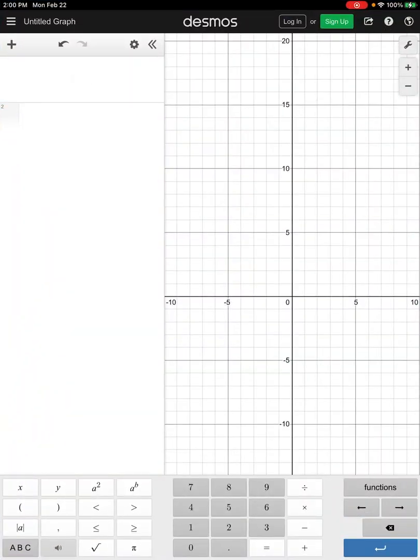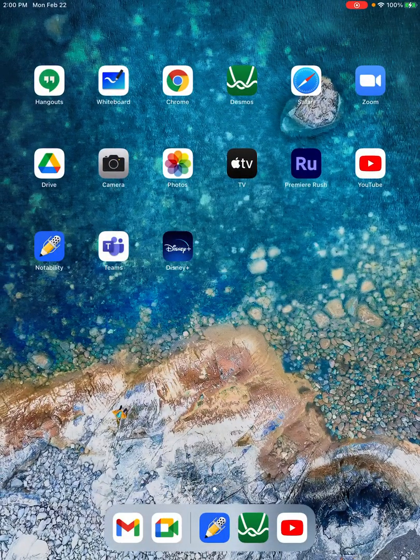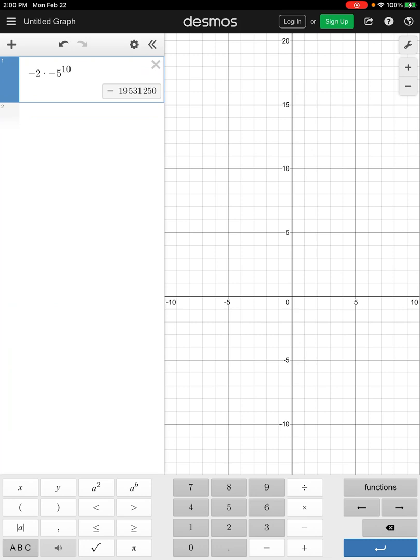So -2 times -5 raised to the, I want to say it was the 10th power. We'll see if that's right. Yes. And actually I want to show you something, guys. If I'm going to raise a negative to a power, I like to put it in parentheses, raised to the 10th power, just to make sure what I was thinking is right.